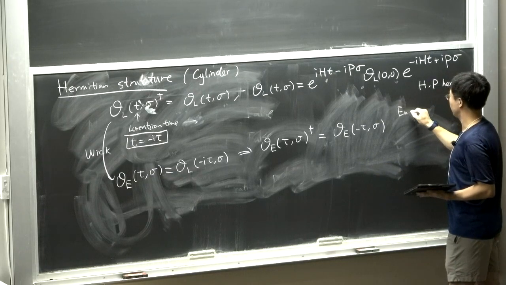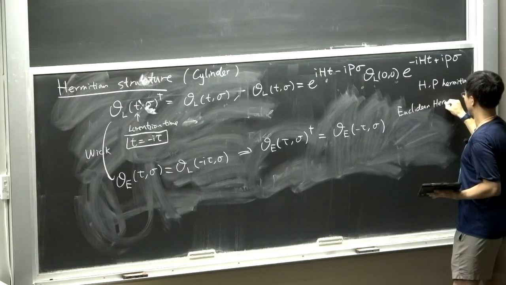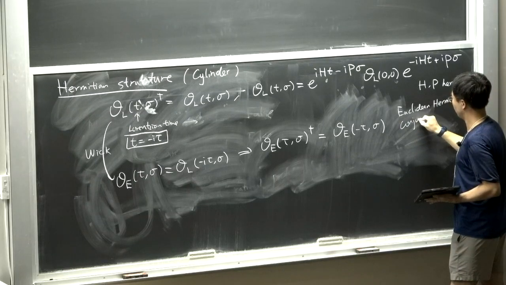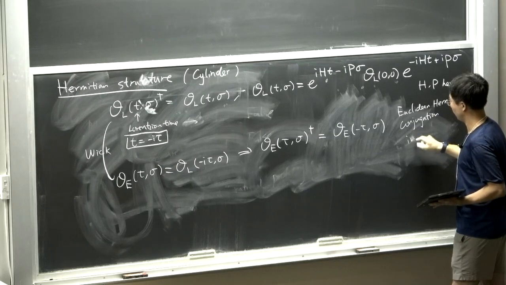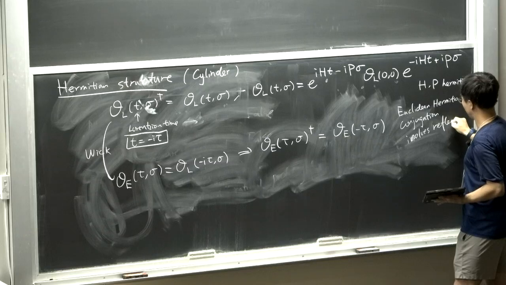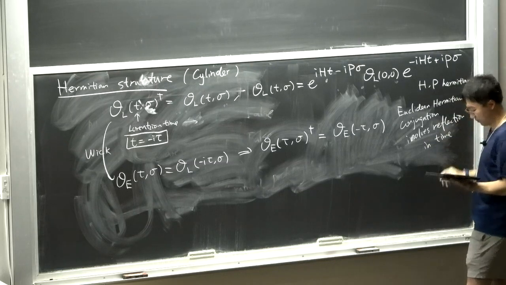So this is the Euclidean Hermitian conjugate: reflection in time. Okay?